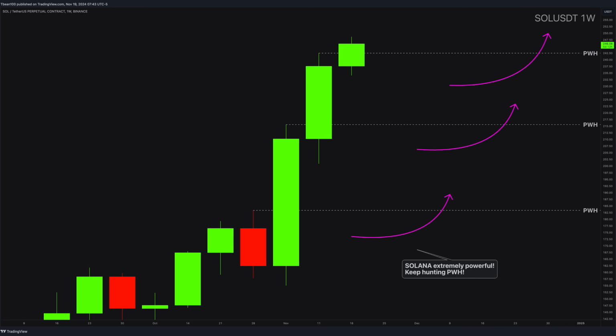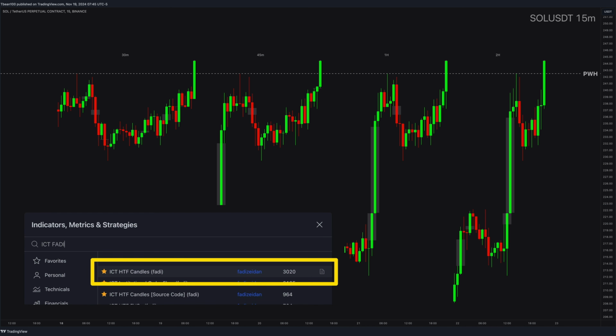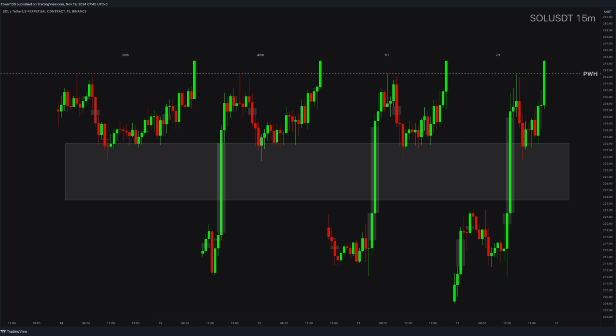Now, let's talk about the momentum chart a bit. In the momentum chart, we'll be using our best indicator called ICT High Time Frame Candles. So, this indicator shows me that there was this massive rally recently, and now the price was pulling back into these imbalance zones. 30 minutes, you cannot see now, but it is there. 45 minutes, 1 hour, and 2 hours. A massive area to look for entries.